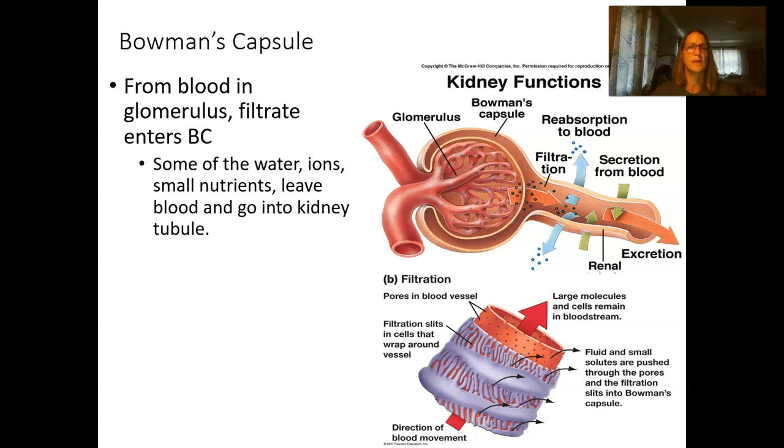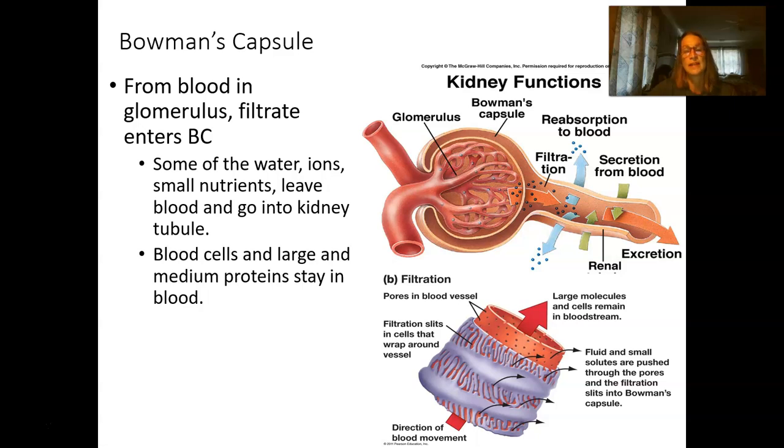So as I was mentioning, the filtrate from the blood in the glomerulus is going to enter the Bowman's capsule. Some of the stuff that enters the Bowman's capsule is water, ions, small nutrients, glucose, all these sorts of things that actually leave the blood and go into the kidney tubule. The stuff that stays in the blood is blood cells and large to medium proteins. So they're going to stay in the blood, and they're going to leave and go into the peritubular capillaries, which are going to surround the other tubes of the kidney.